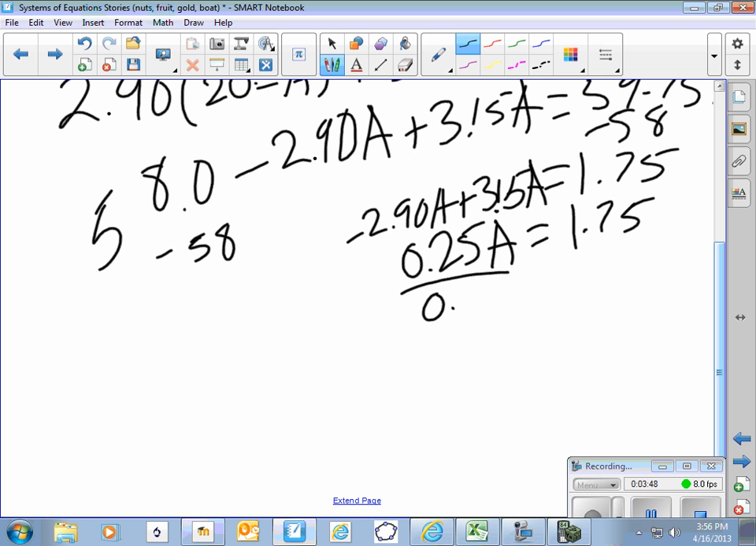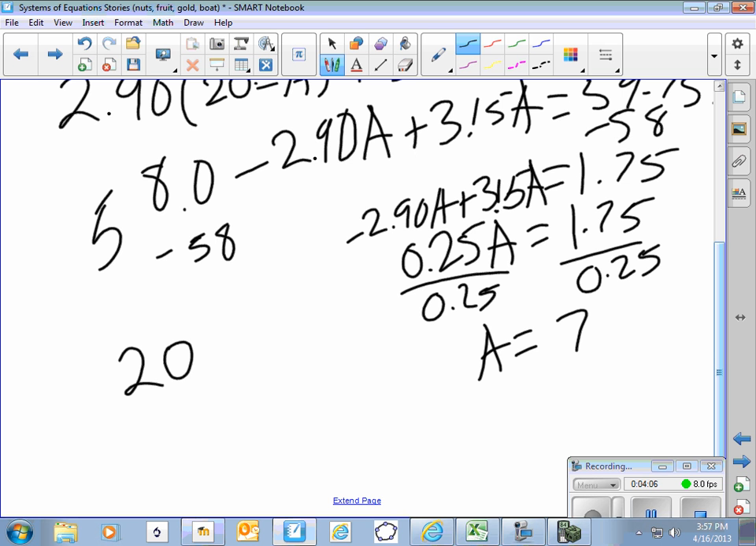Well, divide that by 25 cents. How many quarters in $1.75? That is 7. We could do that on a calculator, but we don't need to. So if the number of pounds of apples is 7, well, there were 20 pounds. So I take away 7 and I have 13 pounds of pineapple.